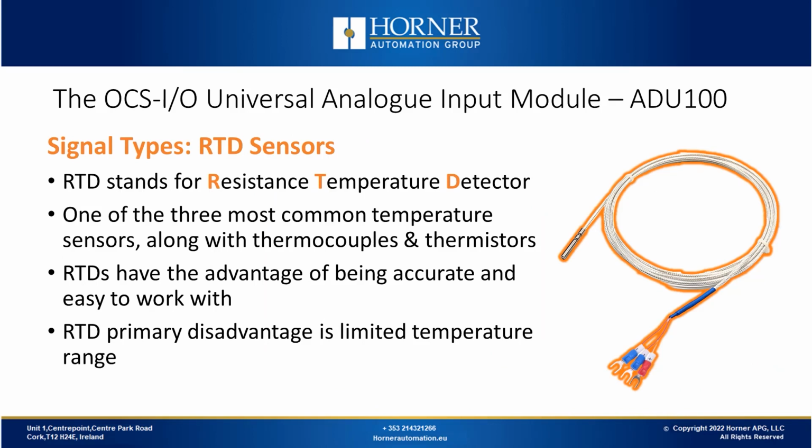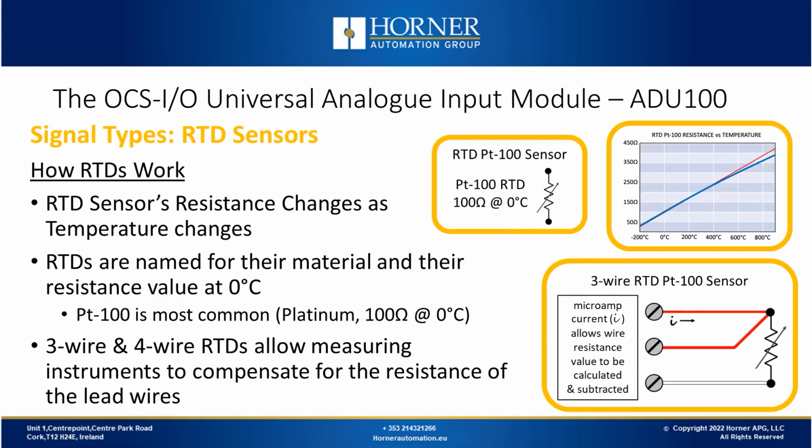Next, we'll look at RTD temperature sensors. RTD stands for Resistance Temperature Detector, and they're one of the most common and most preferred temperature sensors. That's because they're quite accurate, easy to work with, and they aren't too expensive. The only real disadvantage of RTDs is the fact that they have limited temperature range. For example, if you want to read temperatures above about 800 degrees Celsius, you'll need to use a different temperature sensor like a thermocouple. Now we'll look at how RTDs work.